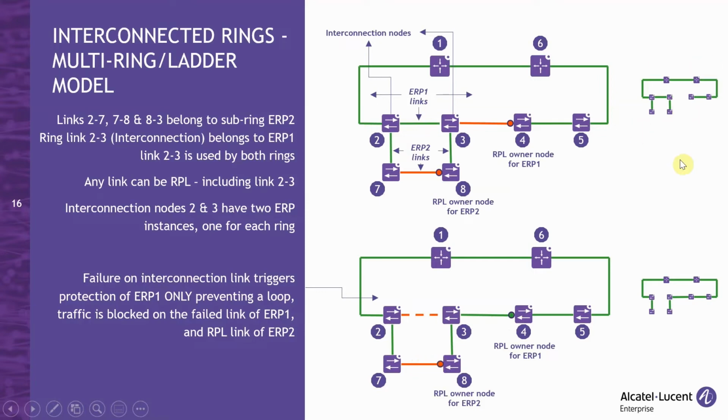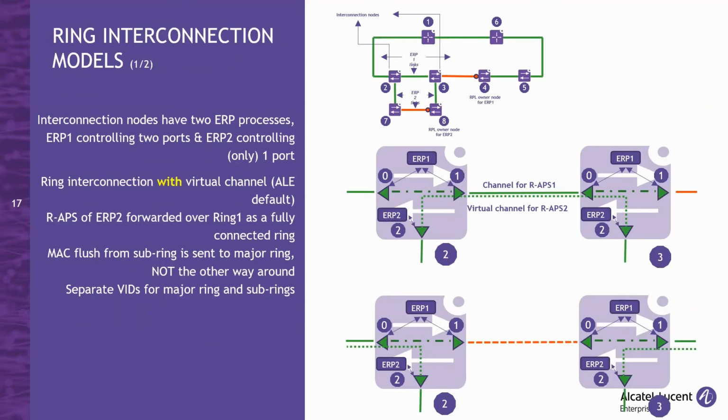Here, on the right side, you can see logical representation of multi-ring network. You can see that in both idle and protective state, multi-ring networks maintain connectivity between all the nodes in a loop-free logical topology. Interconnection nodes are running as many ERP processes as many rings and subrings they are connected to. In our example, nodes 2 and 3 are running two ERP processes, while other nodes are running only one.